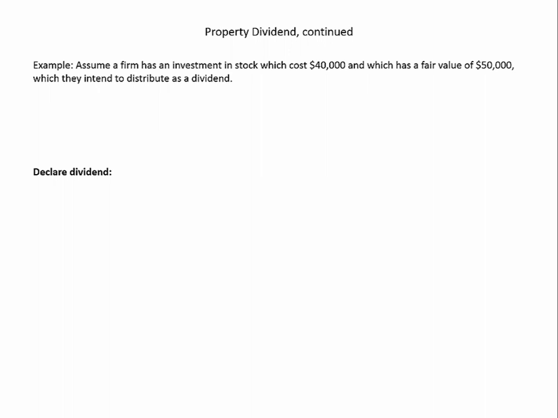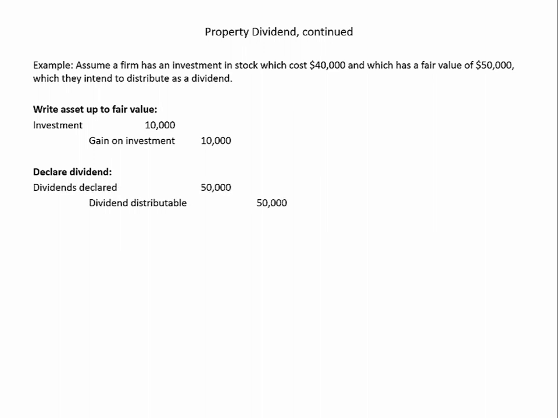Let's assume a firm has an investment in stock which cost $40,000, which has a fair value of $50,000, and they're going to distribute this as a dividend to their shareholders. Again, the first thing we have to do is write the asset, in this case up, to fair value from $40,000 up to $50,000. So we increase the investment account by $10,000, and that appreciation is recorded as a gain on investment. Then we declare the dividend in the usual way. We debit dividends declared for the value of the dividend, credit dividends distributable for the value of what we're going to distribute. And then when we distribute it, again, we satisfy that dividend distributable obligation by surrendering the asset.